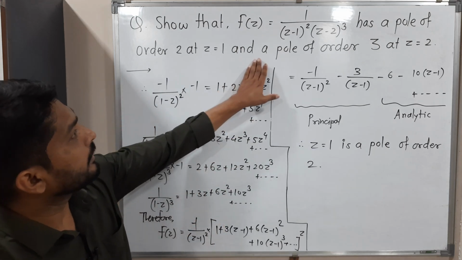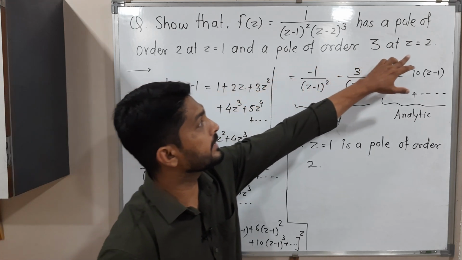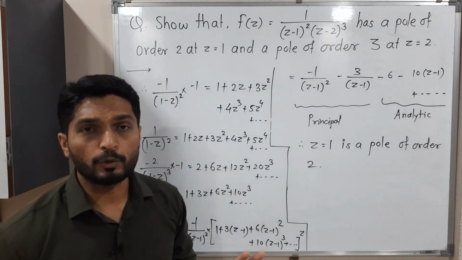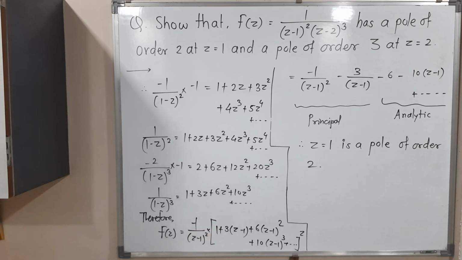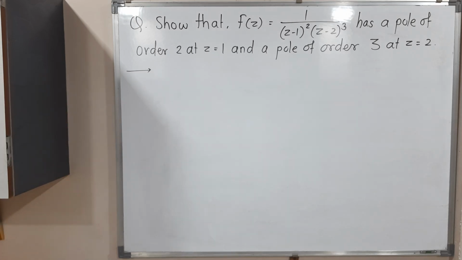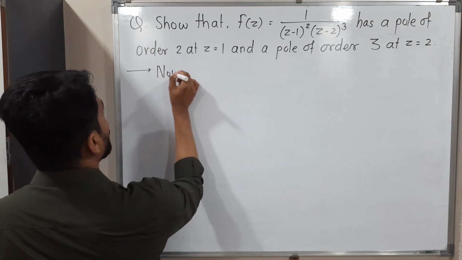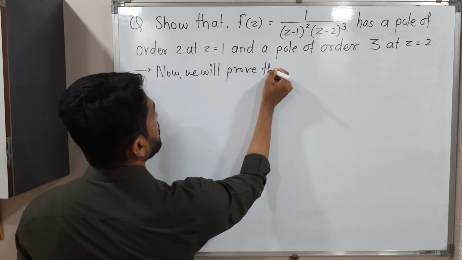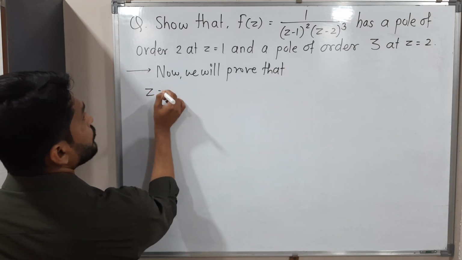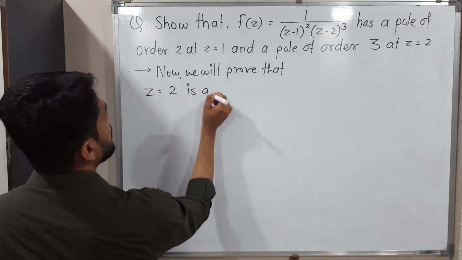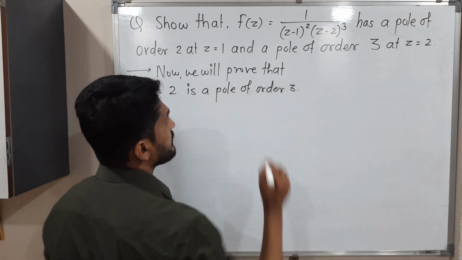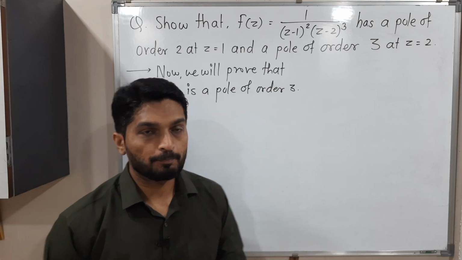Okay, after that the second part is also there. We have to prove that z is equal to 2 is also a pole, and it is a pole of order 3. So the same thing I am going to do, just make a screenshot of it, then I will go further. Okay, so let me clearly mention here. Now we will prove that z is equal to 2 is a pole of order 3. This thing we have to prove.